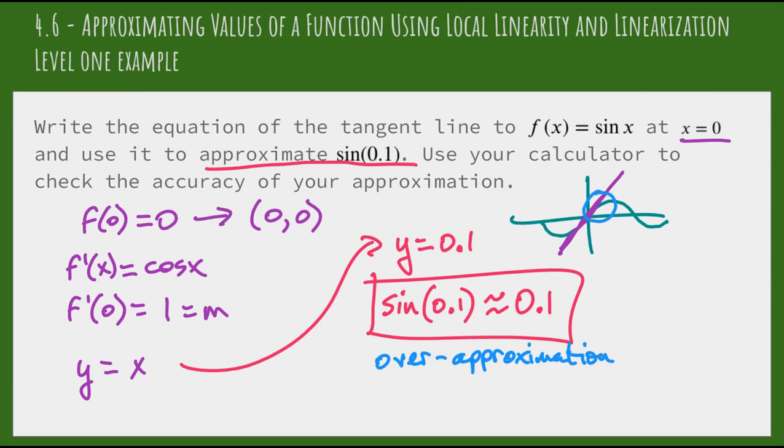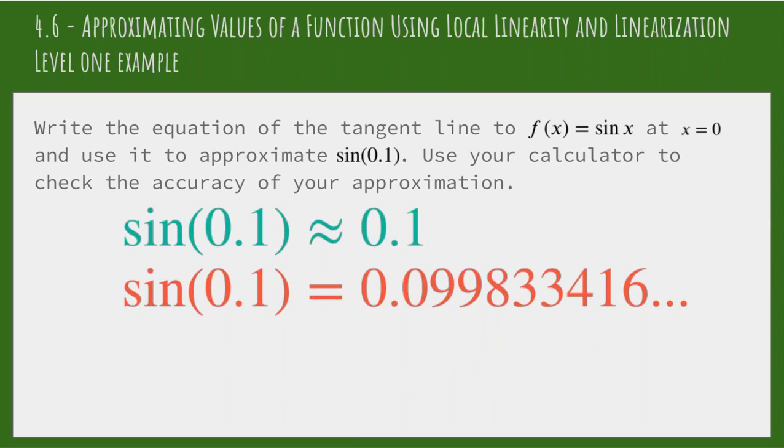So the value of the sine of 0.1 is about 0.1, but we actually know it's a little bit less than 0.1 because the sine curve is concave down on this interval. If we plug the sine of 0.1 into our calculator, first of all, make sure you're in radian mode when you do trig functions, you'll notice that the value that we get for the sine of 0.1 is really, really close to the value that we got for our approximation.